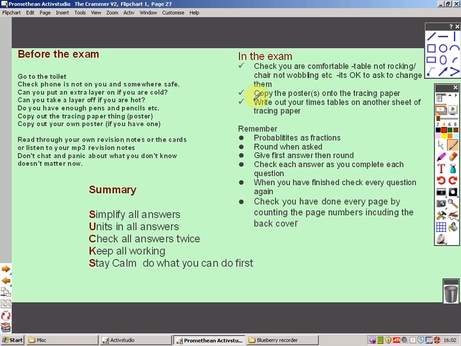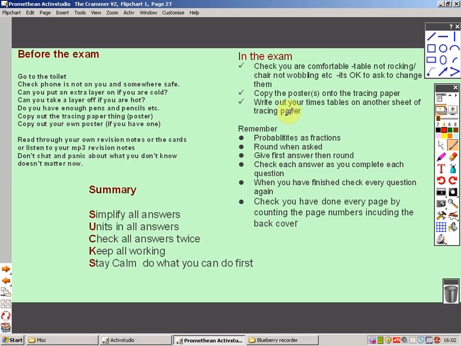Once the examiner has said start, copy the poster or your posters onto the tracing paper. Don't panic about how long it takes. Do it calmly and slowly. They'll be invaluable to you during the exam. The 3 or 4 minutes it takes is very worthwhile and worth investing in. Lots of you will also write your times table on another sheet of tracing paper. Again, it takes 3 or 4 minutes, but it's well worth it. It speeds you up so much more and makes you more confident as you go through the exam.